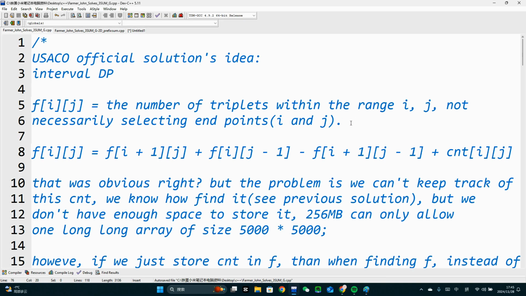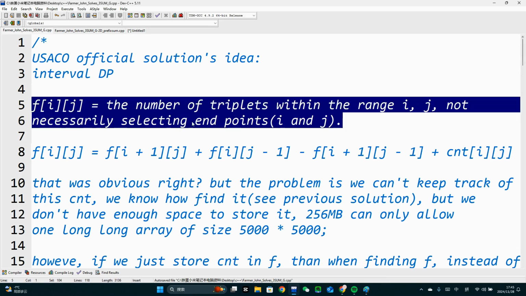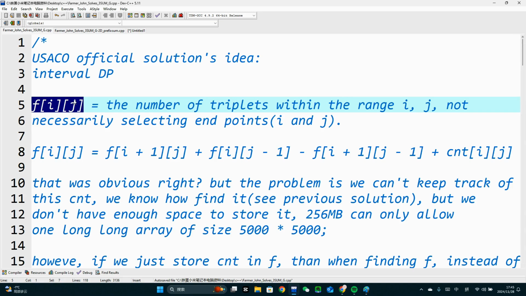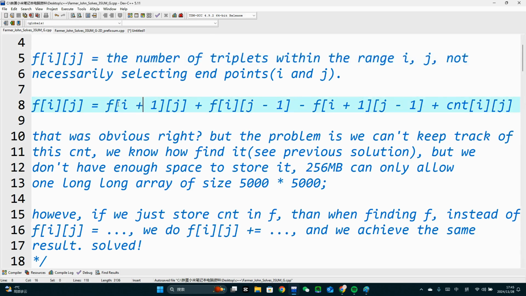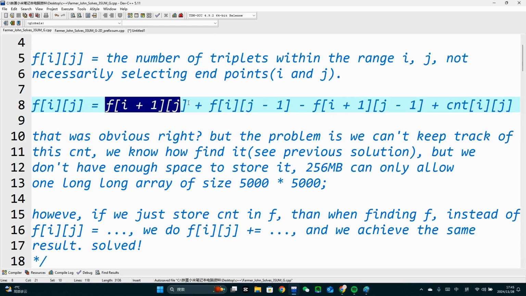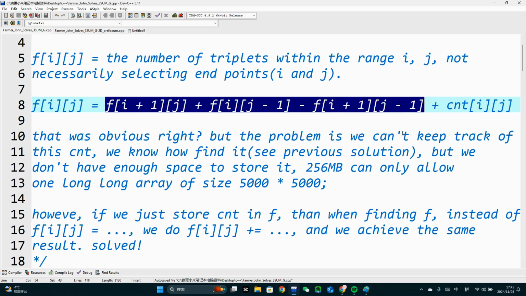Anyways, F[i][j] means the number of triplets within the range i to j, not necessarily selecting the endpoints, which means this is the answer for query i, j. Like, you're not forced to select i or j, so this is the actual answer. And just like any other interval DP, you have this transition formula, right? Basically, all interval DP has a similar formula like this.